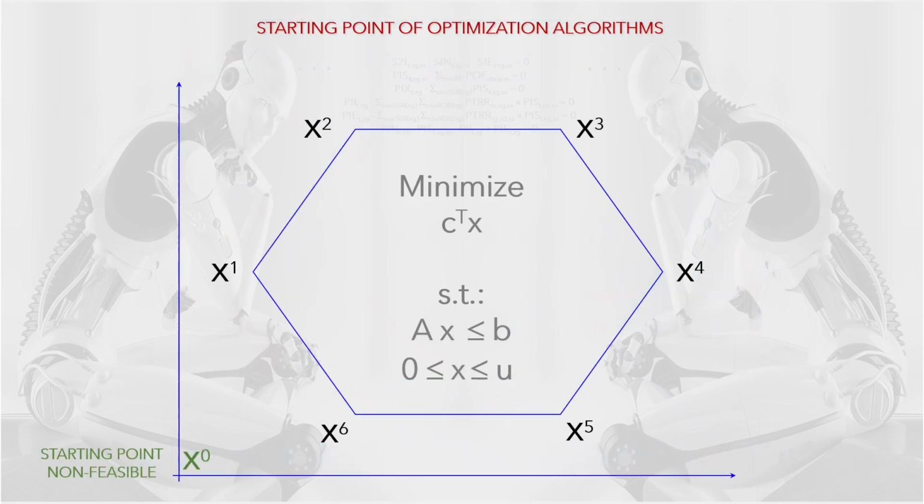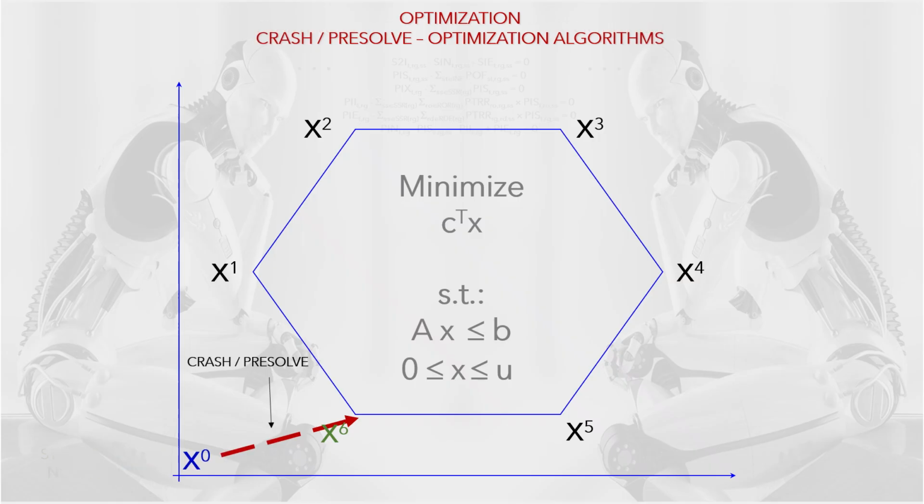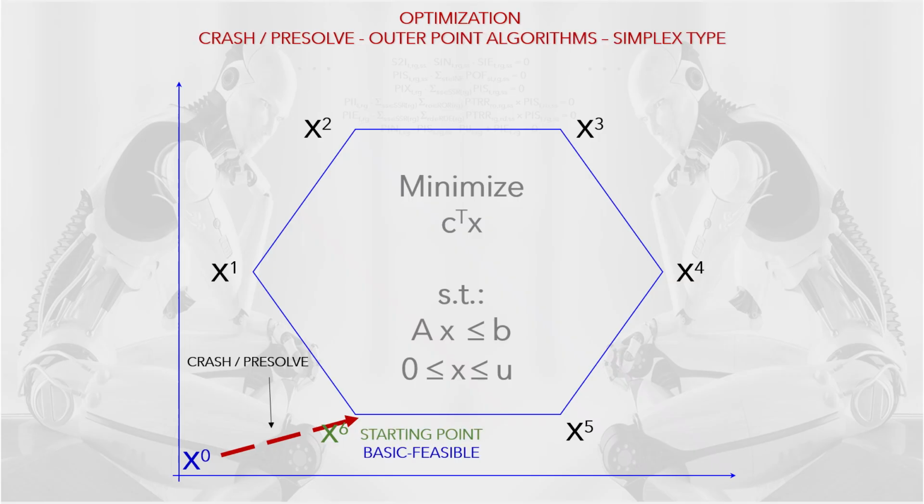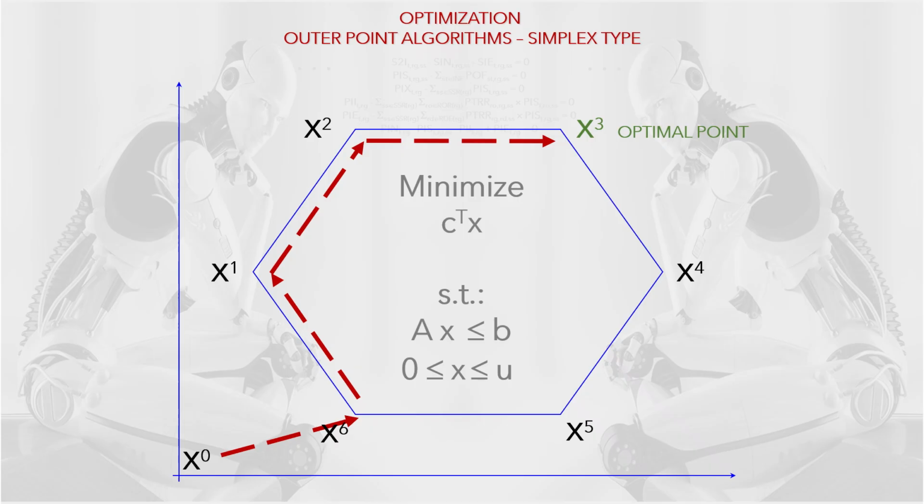Below is a visual presentation of the displacement of the two types of algorithms. The step of going from the starting point, whatever it may be, is traditionally referred to as crash or presolve. In the case of outer point algorithms, the crash solution point must be a feasible basic point, becoming the basic feasible starting point of the algorithm. From this point on, the optimization itself begins, which should lead to the optimal solution.